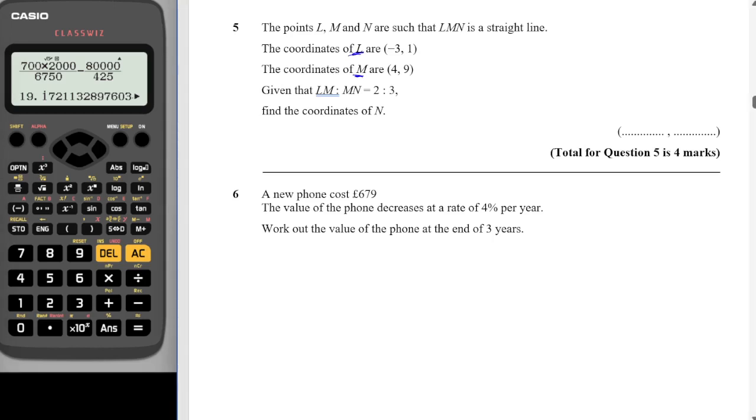So if I look at the distance between L and M, in effect what I'm going to have to do is if I look at my x-coordinate first of all, so my x-coordinate is going to be 4 minus 3, so 4 plus 3, so it's going to be 7. And that distance represents 2 to the distance between M and N being 3. So if I do 7 divided by 2 times by 3, that's going to give me 3.5.